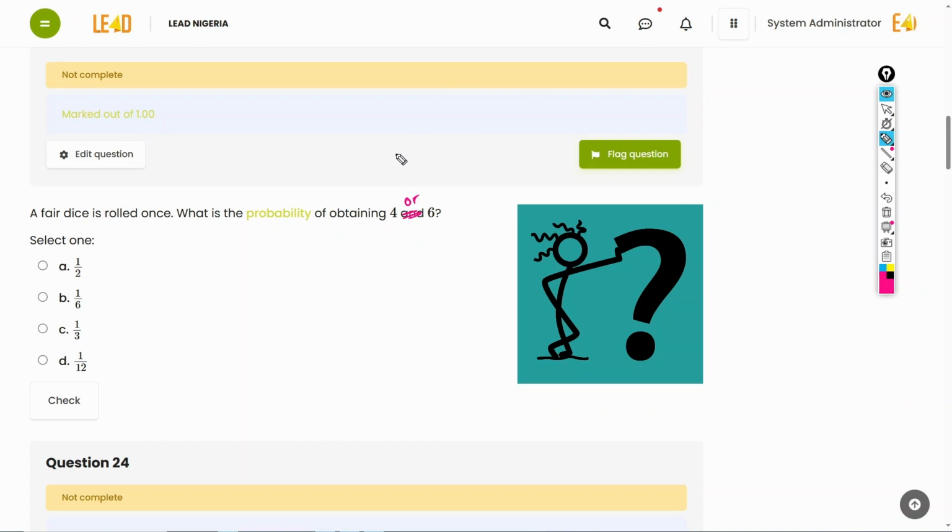That means it's one single event, but you have multiple possible outcomes that would be favorable. All right, so that'll be the probability of obtaining a 4 plus the probability of obtaining a 6. The probability of obtaining a 4 is 1 in 6, plus the probability of obtaining a 6 is 1 in 6 also. So our answer is 2 out of 6, or 1 out of 3. That's option C.